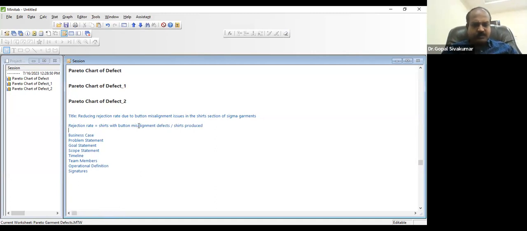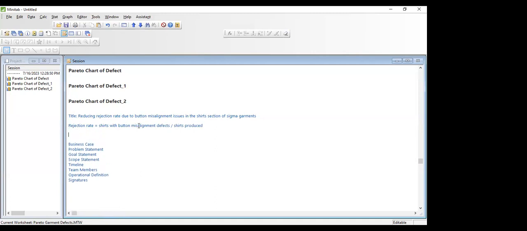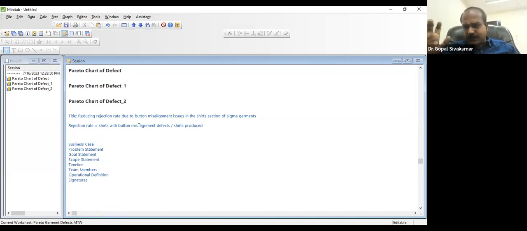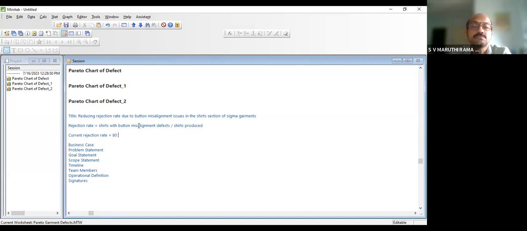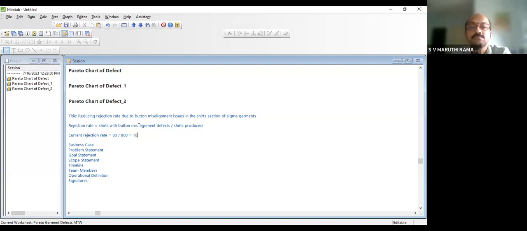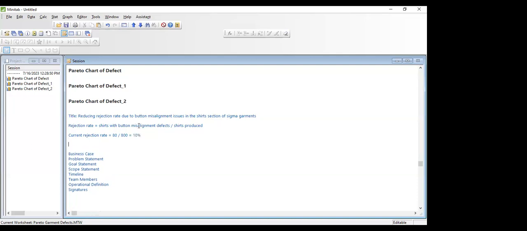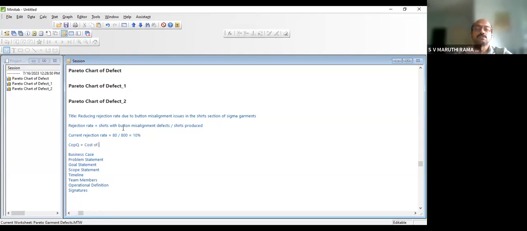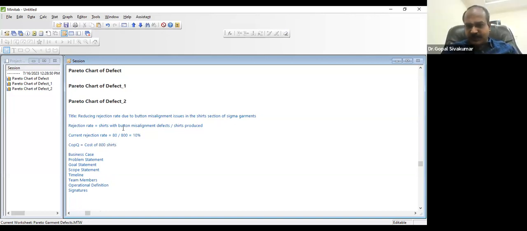So now we need the baseline. The baseline right now is approximate. Or otherwise, instead of using the word baseline, let me use current rejection rate. We just now discussed that out of 800 shirts, there are 80, isn't it? Yeah. So it is 10%. So what will be the cost of poor quality here? So 80 into the cost. Earlier, yesterday, we understood it is not just the cost of 800 shirts, I mean, the cost of 80 shirts.